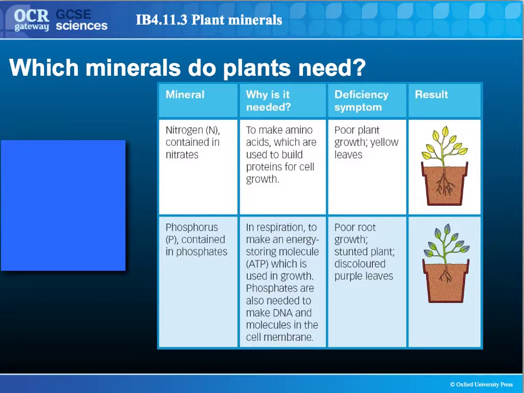Now, if there is not enough of this within the soil, the plant will suffer from poor root growth, which we can see in this picture here. It doesn't grow very well and we'll get discoloured purple leaves as a result of this.